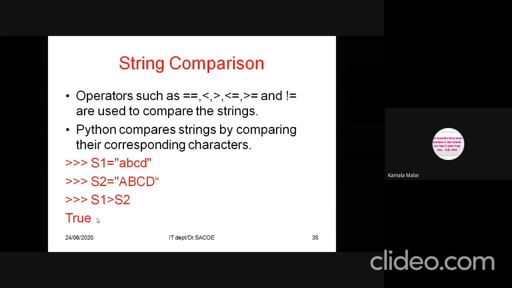If you want to get the ASCII value for a particular character, we want to give the function ord. It's a built-in function available in Python. ord of single quotes, if you give capital A, it will return the corresponding ASCII value. Okay, so next, string format.